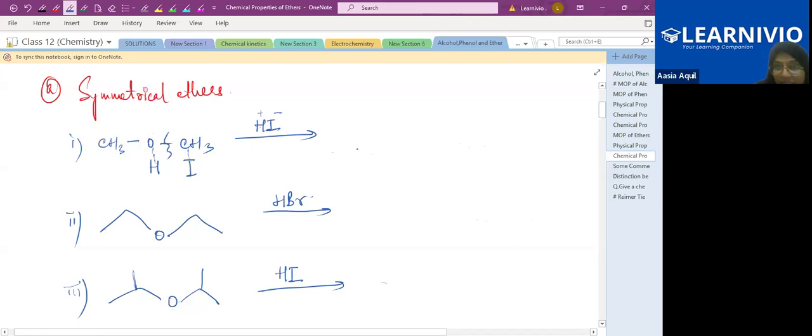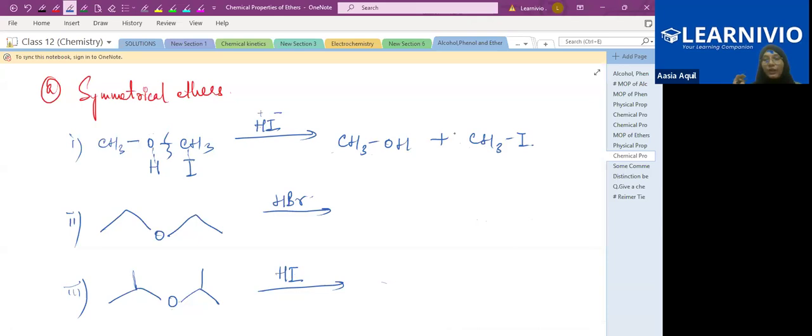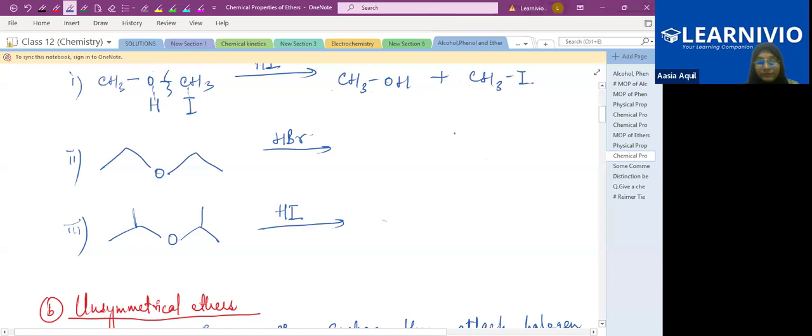And you will get CH3OH, methanol, plus CH3I, methyl iodide. So that's the product. It's for the symmetrical one. That's how you will cleave the CO bond and you will get the corresponding alcohol plus your haloalkane. Now do these questions, second and third.